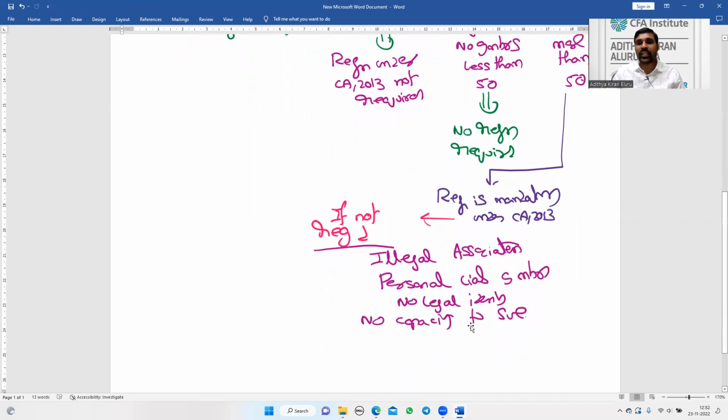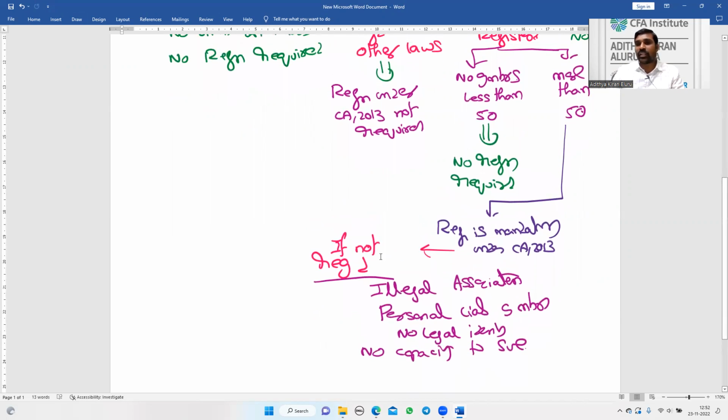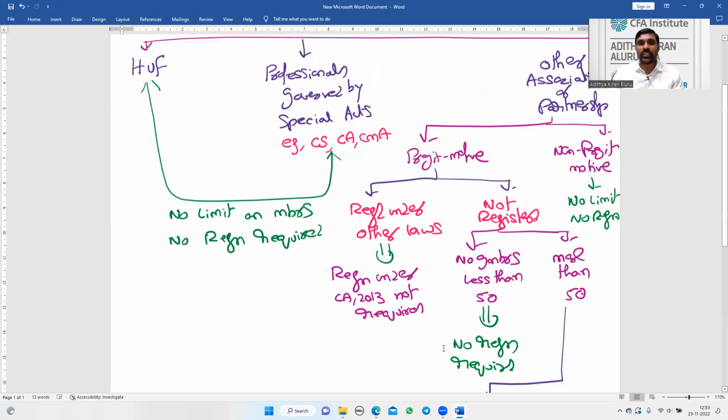So what if it is treated as an illegal association? I have not registered, but what are the consequences? It will be treated as an illegal association and the members are personally liable. The entity does not have legal identity. Therefore, it cannot sue others. It cannot file a suit against others.